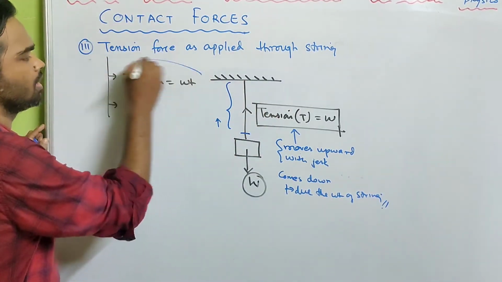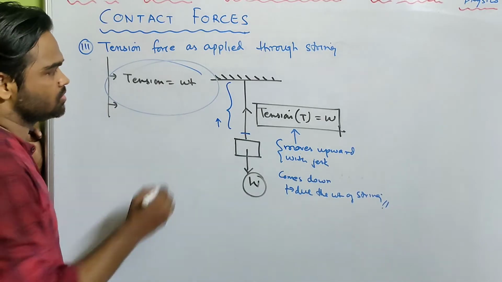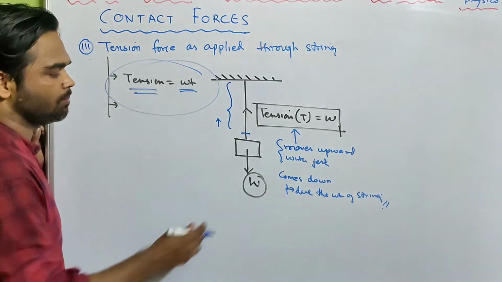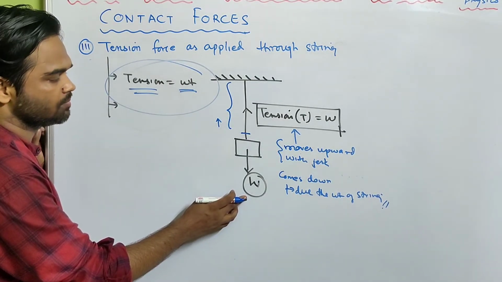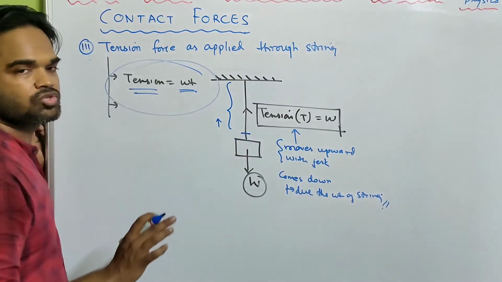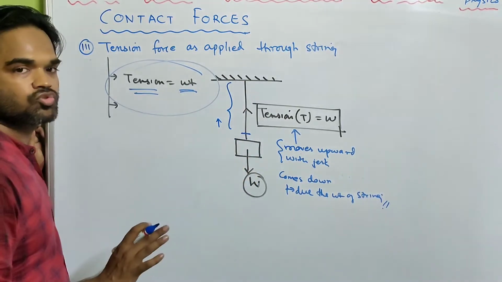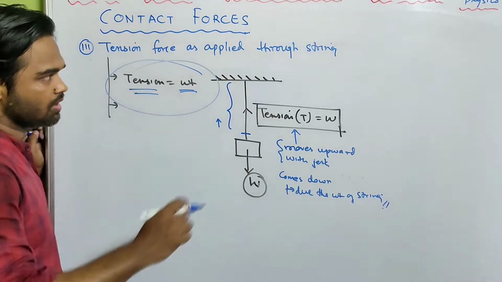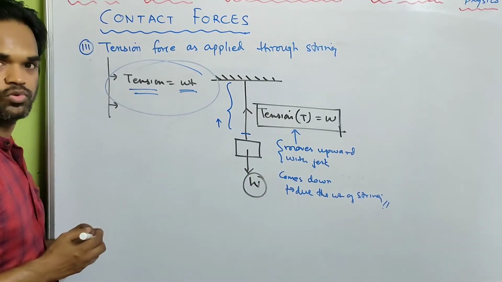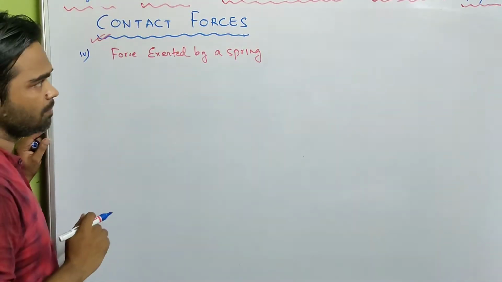Just remember, in equilibrium, the tension in a string is equal to the weight of the body which is hanging, or suspended, with the help of that string. Clear? Now let us see the next contact force. Now, force exerted by a spring.